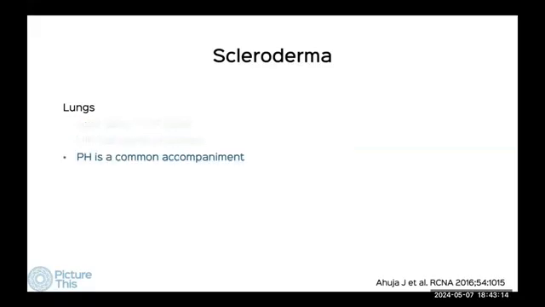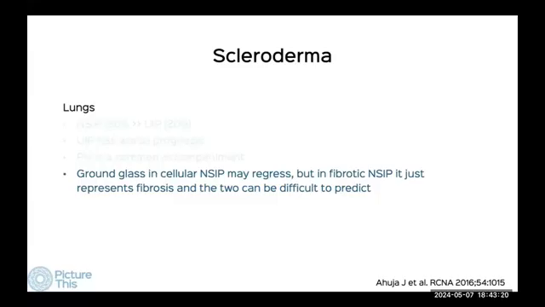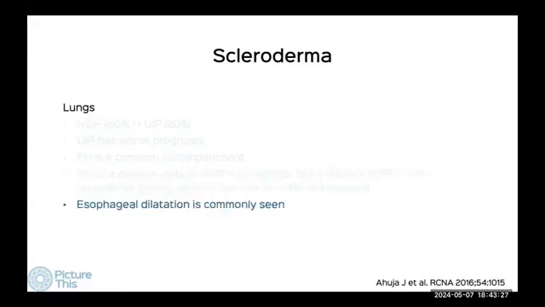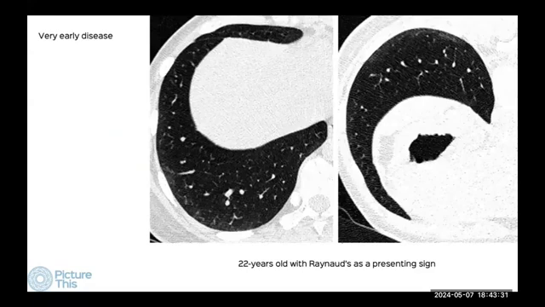If you have UIP, that's a worse prognosis. PH is a common accompaniment and also has a worse prognosis. You do try and differentiate cellular from fibrotic NSIP, though it is not always possible except retrospectively on follow-up. And you may see esophageal dilatation as well.